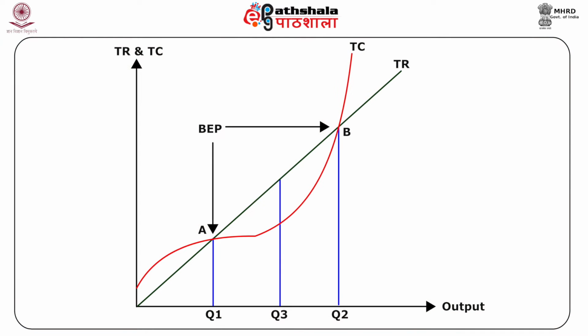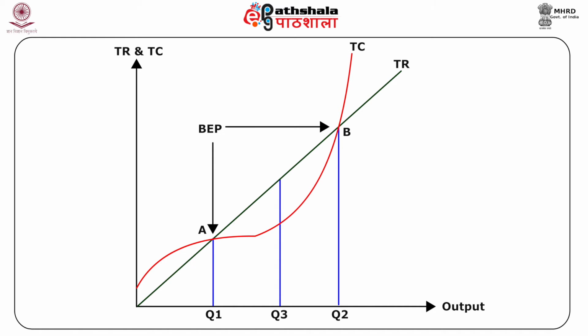Break-even point is defined as the point where the total revenue is equal to the total cost. According to figure 3 above, when the market is perfectly competitive, the break-even point can occur at either one of the two points A and B where the total revenue curve cuts the total cost curve. In other words, the total revenue is equal to total cost. So, the two break-even quantities will be Q1 and Q2.